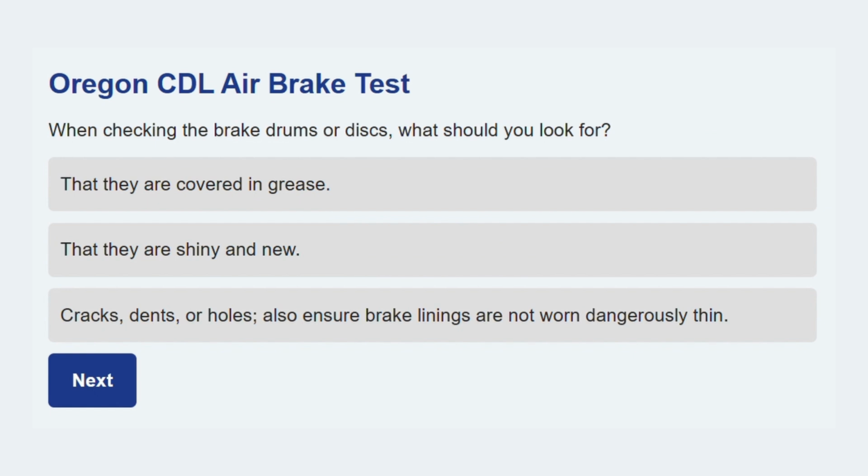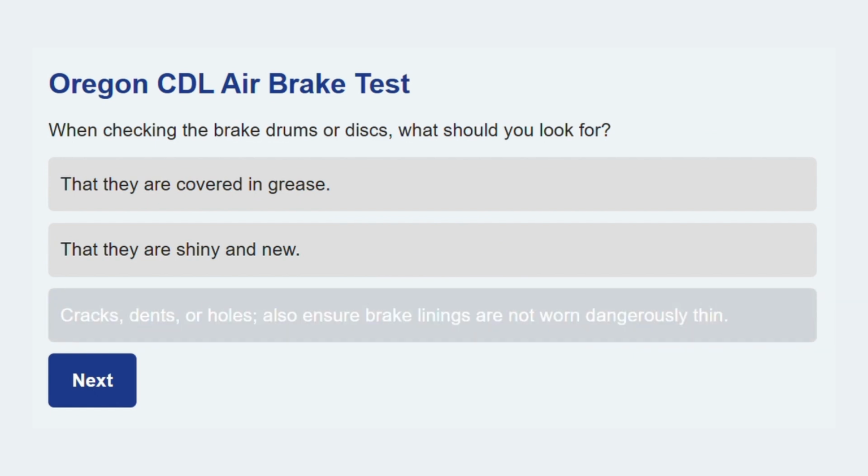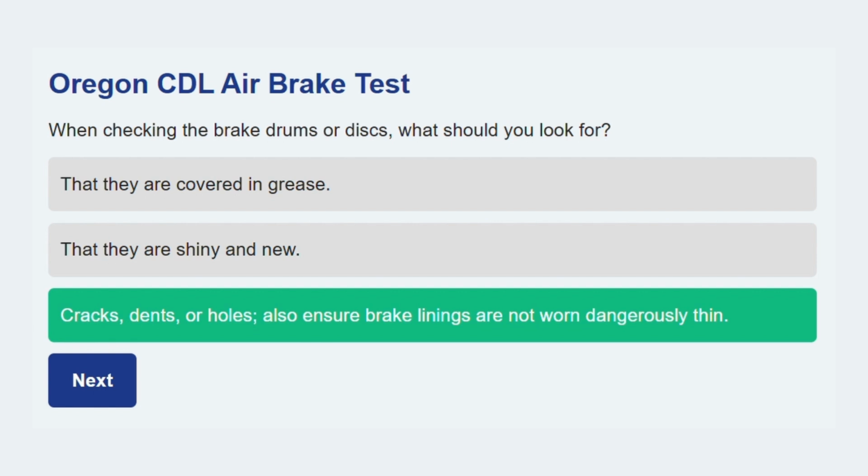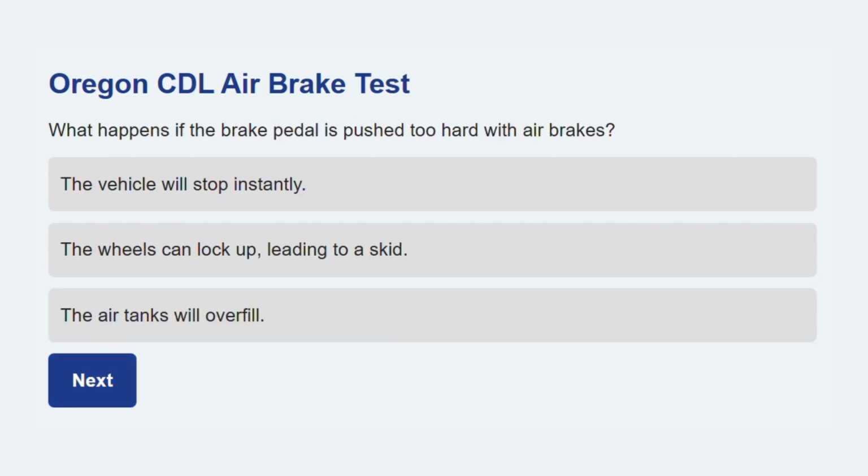What's after this? When checking the brake drums or discs, what should you look for? Cracks, dents, or holes. Also ensure brake linings are not worn dangerously thin. Damage to drums, discs, or worn linings reduce braking effectiveness.